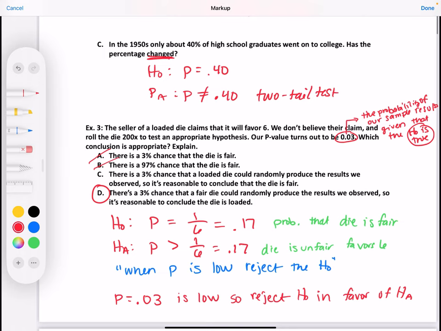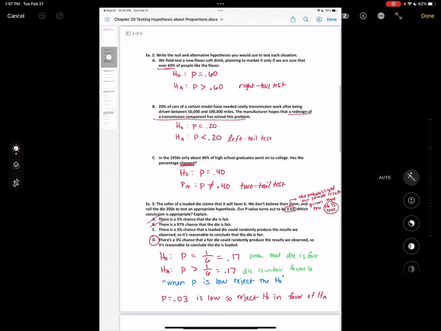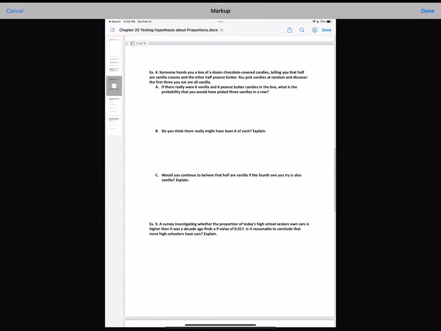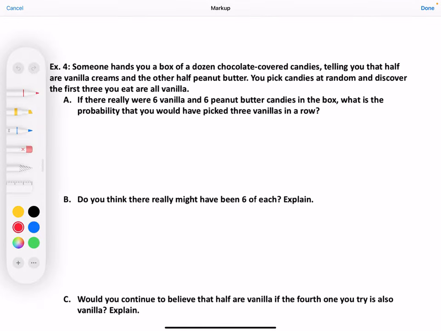All right, we'll do the next page and then we'll probably stop for today. Do the last two tomorrow. All right.